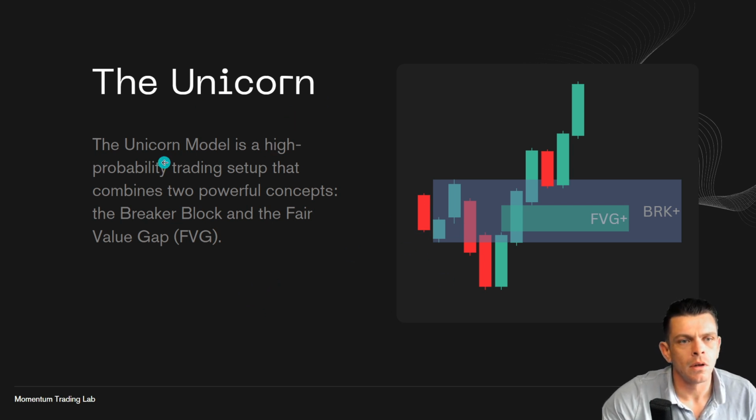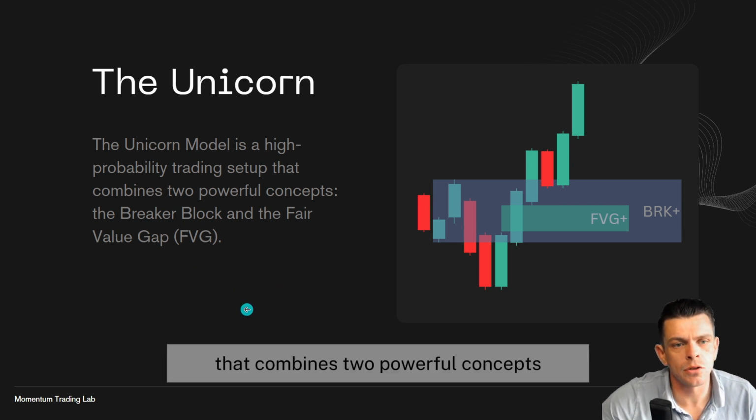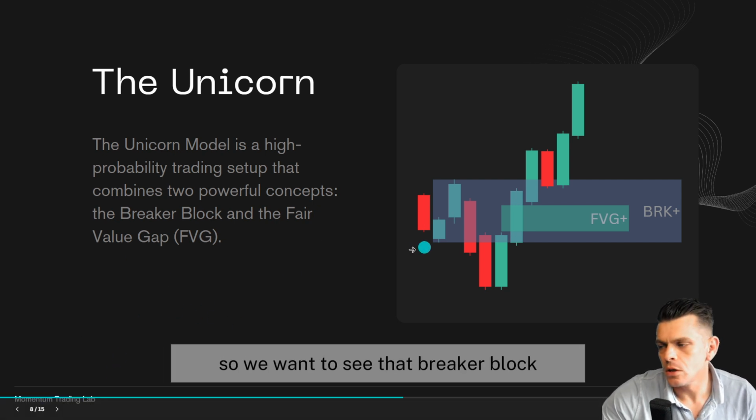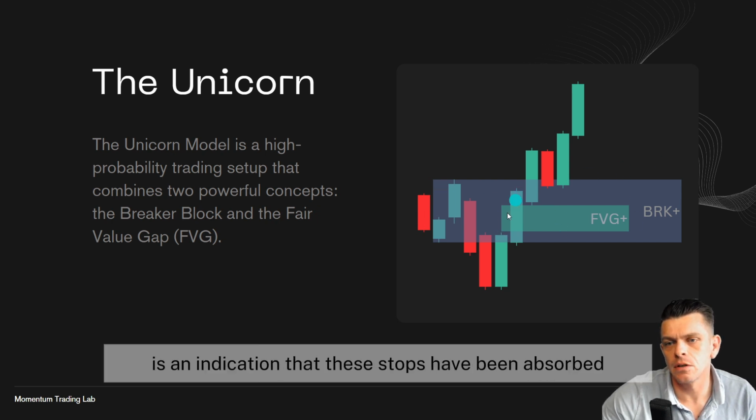All right, so we are going to combine those two signatures, and this is known as the unicorn model. A unicorn model is a high probability trading setup that combines two powerful concepts, the breaker block and a fair value gap. So we want to see that breaker block and the fair value gap overlapping. This displacement is an indication that the stops have been absorbed.